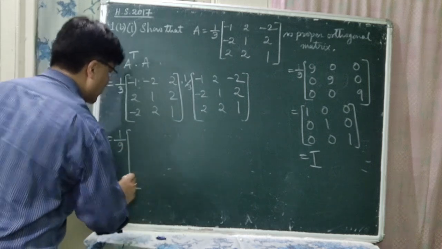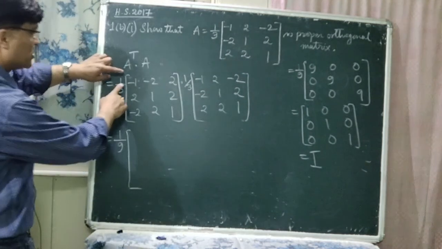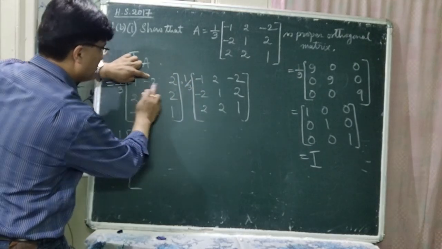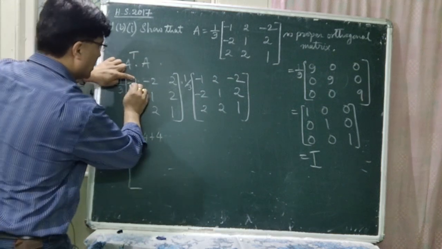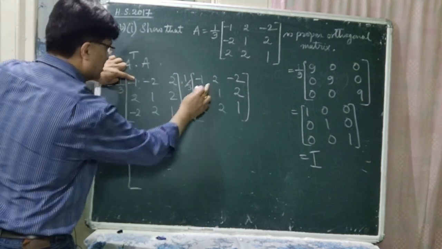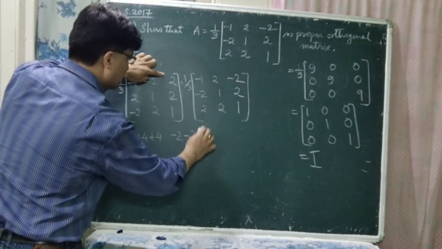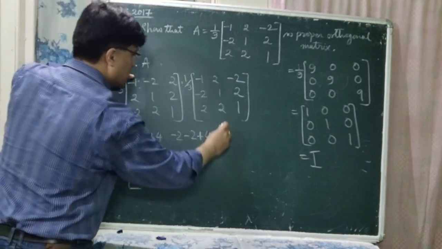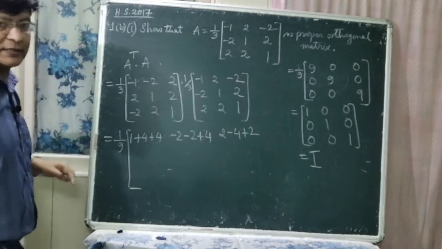Again multiply these two matrices now. First row by first column: minus into minus plus 1, minus into minus plus 4, plus 4, right? Again first row by second column: minus 2, minus 2 ones are minus 2. This is plus 4. Next first row by third column: plus 2. Minus 4 plus 2, right?